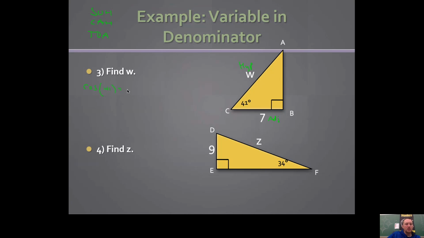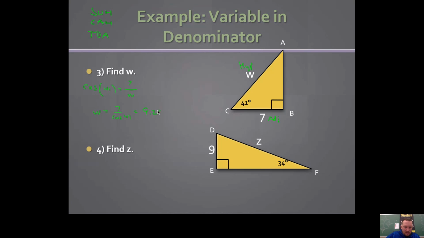Cosine of 41 equals a fraction. It's the adjacent divided by the hypotenuse. So it's 7 divided by W. When the variable's on the bottom, remember you divide. So 7 divided by cosine 41. I know this has to be bigger than 7, clearly. That's the hypotenuse. So I'm going to type this in. 7 divided by cosine 41. That gives me 9.28.